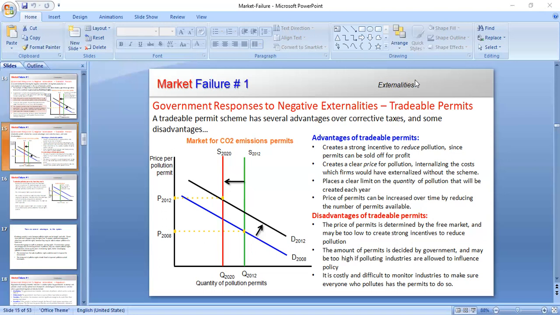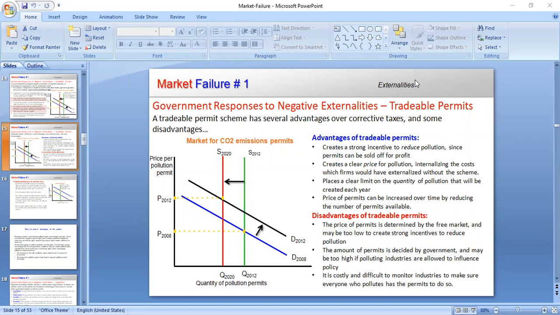Then the disadvantages. When these tradable permits are used by the government, there are some advantages and some disadvantages. One of them is that the price of these permits is determined by the free market and may be too low to create strong incentives to reduce pollution. What we mean by this is that much as the government is controlling the supply of these permits, it will also depend on the demand.